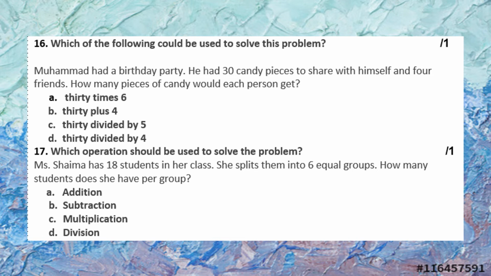Question number 16. Which of the following could be used to solve this problem? Muhammad had a birthday party. He had 30 candy pieces to share with himself and 4 friends. How many pieces of candy would each person get? Find out. Question number 17. Which operation should be used to solve the problem? Ms. Shaima has 18 students in her class. She split them into 6 equal groups. How many students does she have per group? Find out.